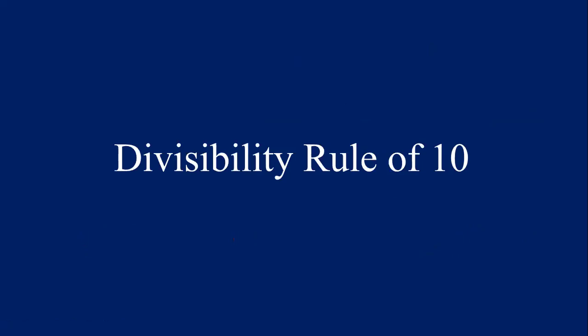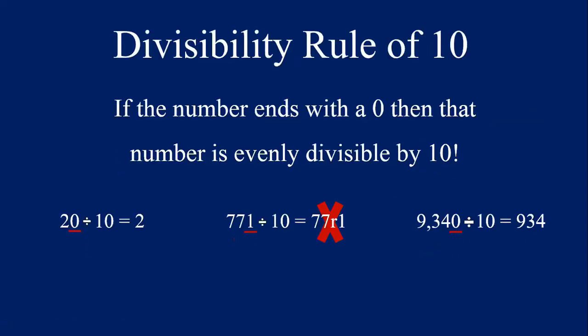Okay, the last one, the divisibility rule of 10. If the number ends with a 0, then that number is evenly divisible by 10. Now you are probably very familiar with this one. Let's look at some examples. 20 divided by 10, 20 ends in a 0, therefore we know it is evenly divisible by 10, and the answer is 2. How about 771? Well, the last number is a 1, it's not a 0, so this number, 771, is not evenly divisible by 10. We would have a remainder.